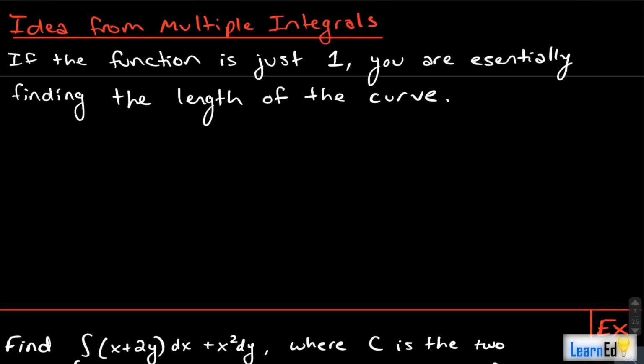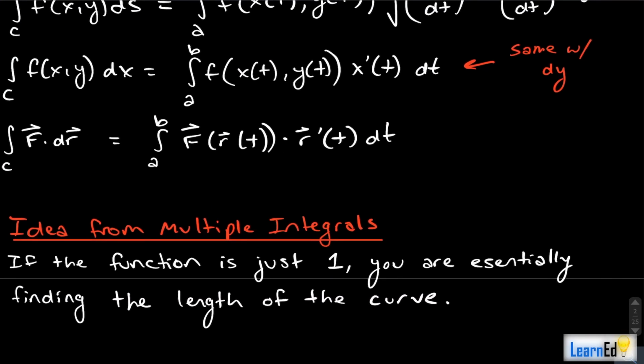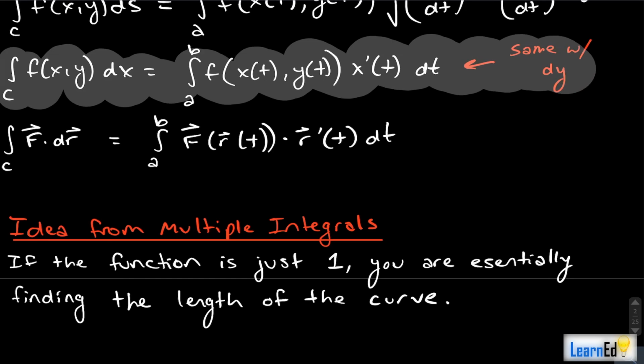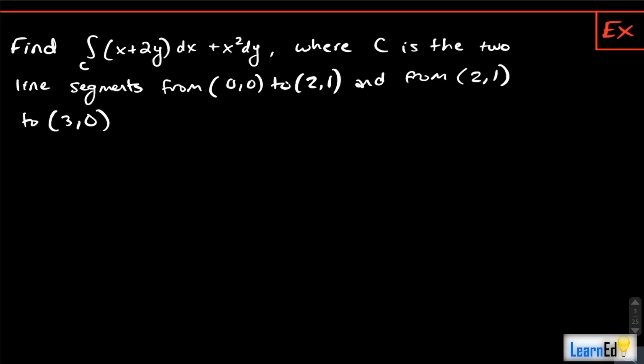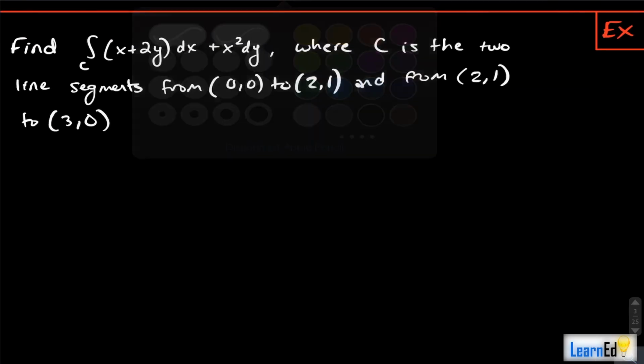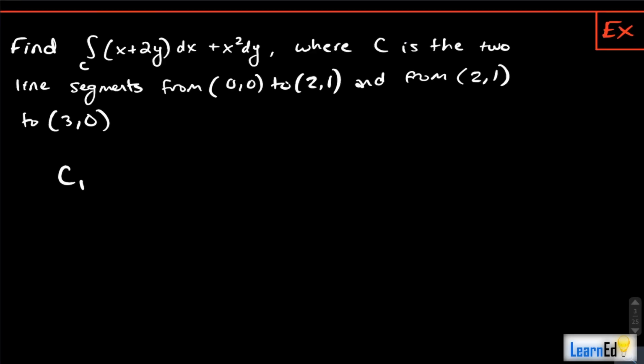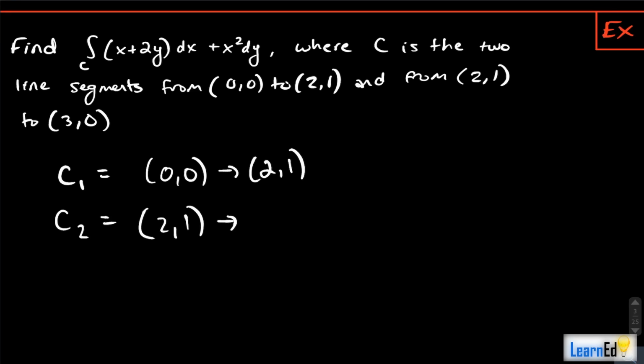Okay, so we're essentially just going to be using this formula right here. First, let's realize that we're going to have 2 separate integrals. This integral will get broken up with our 2 curves, which are line segments. So C1 is from 0, 0 to 2, 1, and C2 is going to be from 2, 1 to 3, 0.